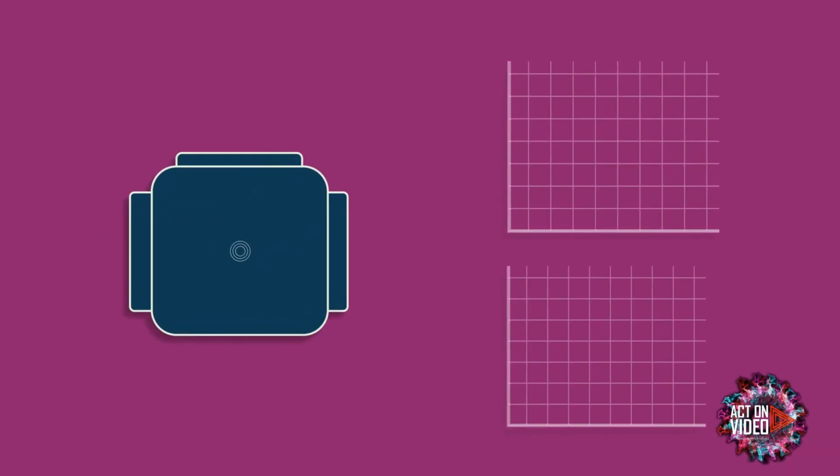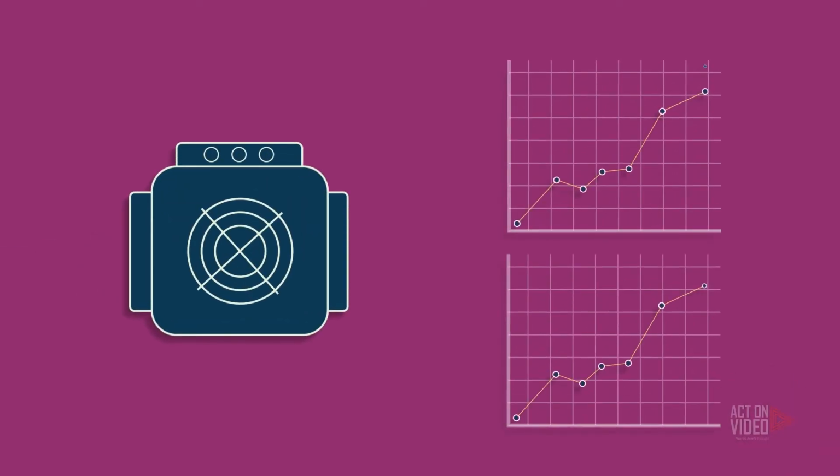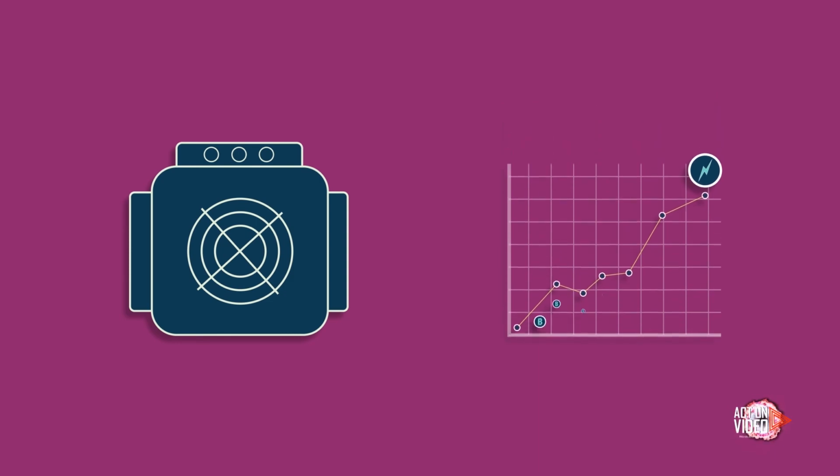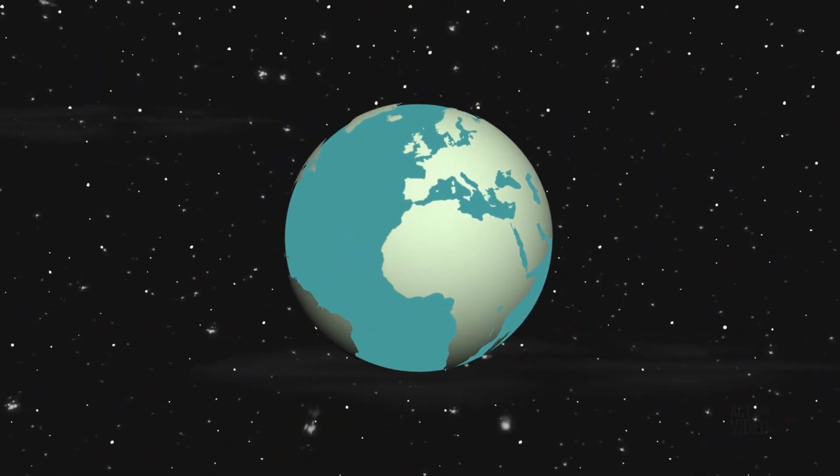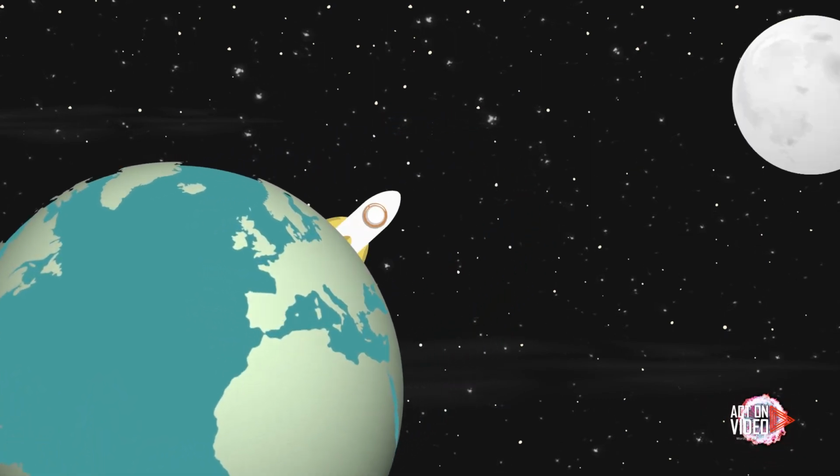For Bitcoin miners, cheaper electricity would mean higher profitability. If their mining operations are completely off the grid, like many around the world already are, that profitability goes to the moon.